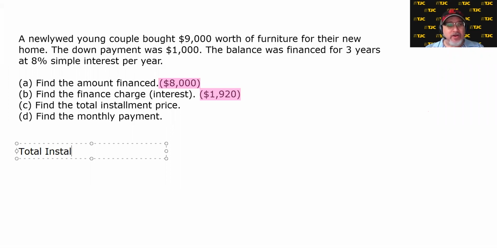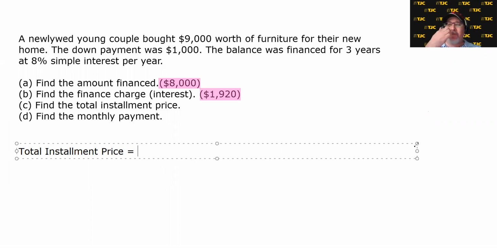Now, this is where I said before, don't get so hung up on formulas, but ideas. Because in the previous video, when Emily was buying the car, we found the total installment price by simply adding up everything that Emily was going to pay in terms of the down payment and all the monthly payments. But we can't do that here because we don't know the monthly payment. But we do know the finance charge.